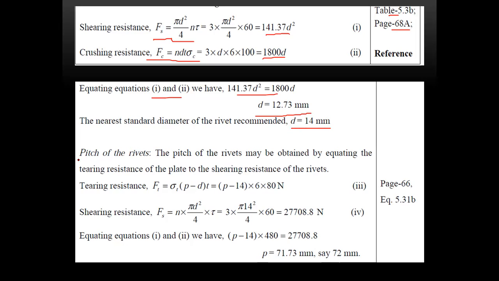Now next one is pitch of the rivets. So diameter వచ్చేసింది కదా, first one is diameter, we have got these formulas. Now the pitch of the rivets. Tearing resistance Ft is equal to sigma t into p minus d into t. Shearing resistance Fs is equal to n into pi d square by 4 into tau, that is this one. Now equating 3 and 4, we have p is equal to 72 mm.